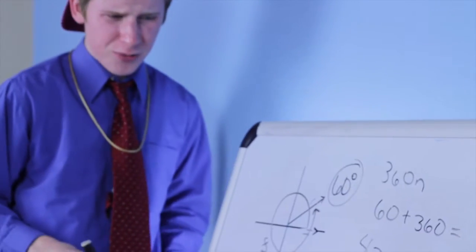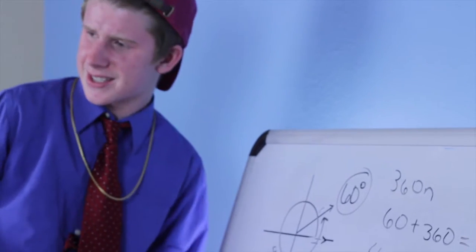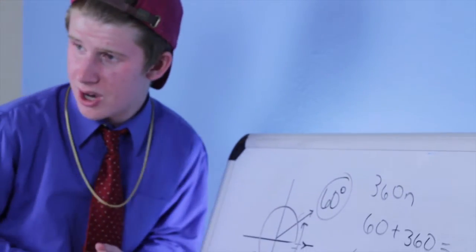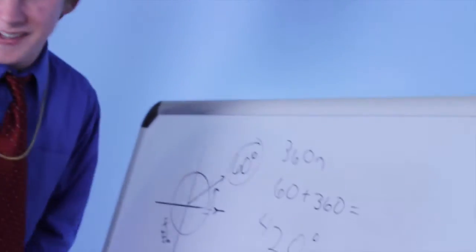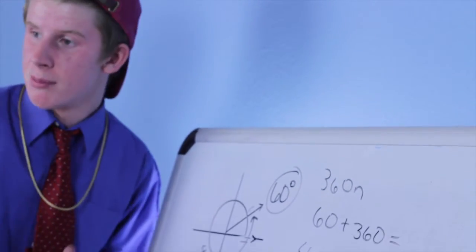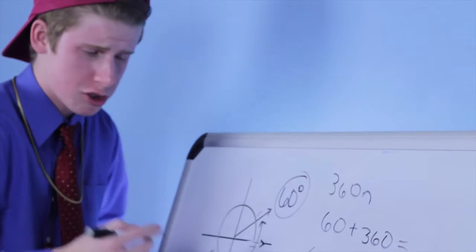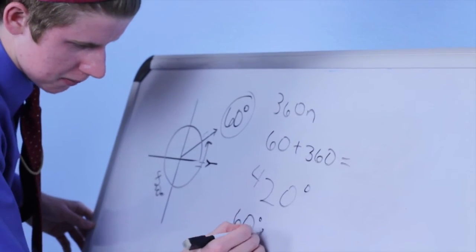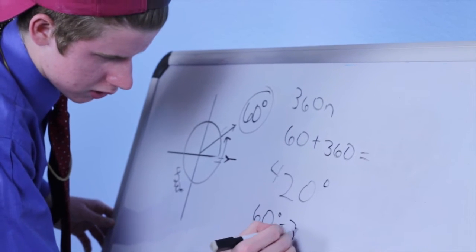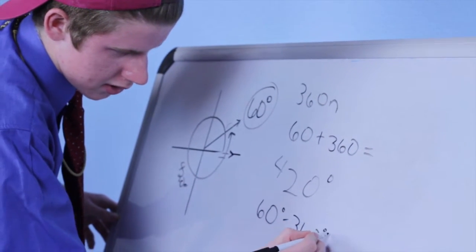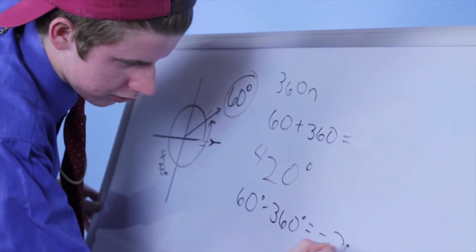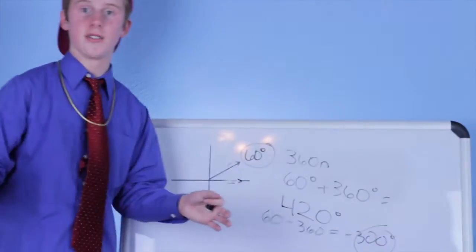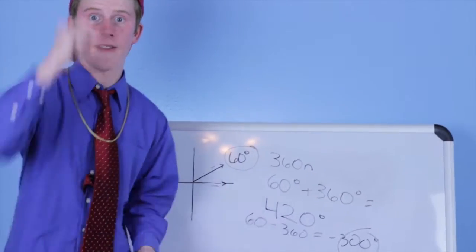How about that? Now, what if you're asking me, Alex, I gotta find my negative coterminal angle as well. Well, we gotta show for you. This time you're gonna subtract a multiple of 360, or in this case, just 360. 60 degrees minus 360 degrees equals negative 300 degrees. This is your negative coterminal angle.